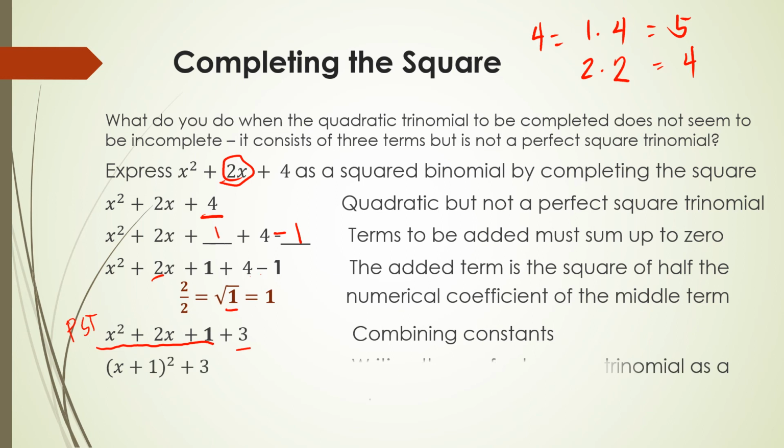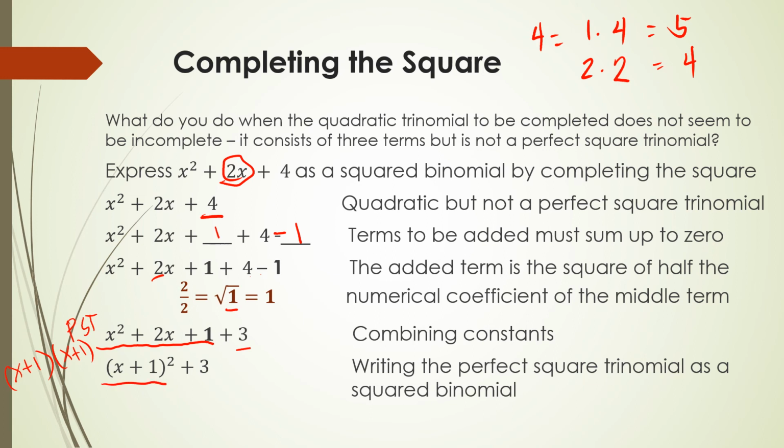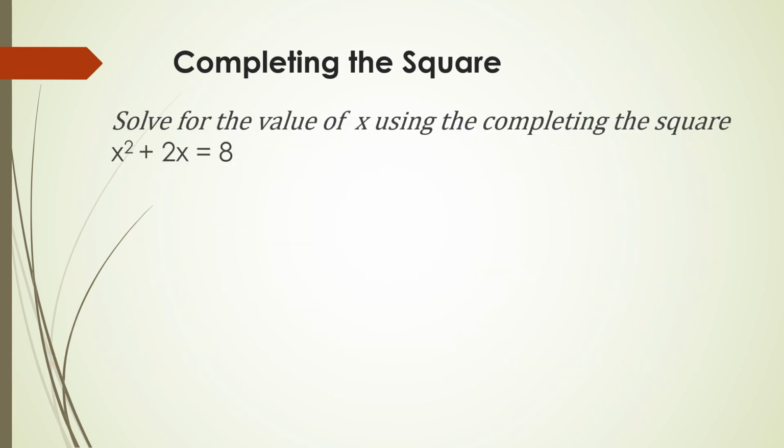So, if you're going to simplify this one, you're going to write it as the square of binomial. So, since perfect square trinomial na siya, pwede mo na siyang i-express as perfect square binomial. So, magiging x plus 1 times the quantity of x plus 1. So, eto na siya pag sinulat mo siya. And then, plus 3.